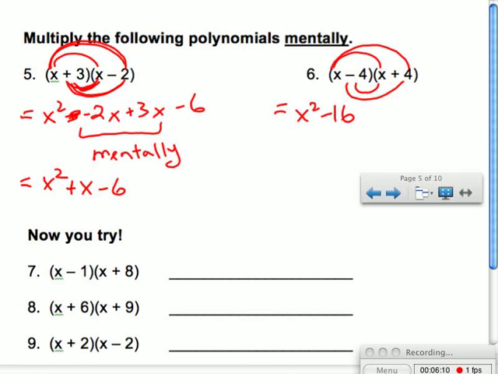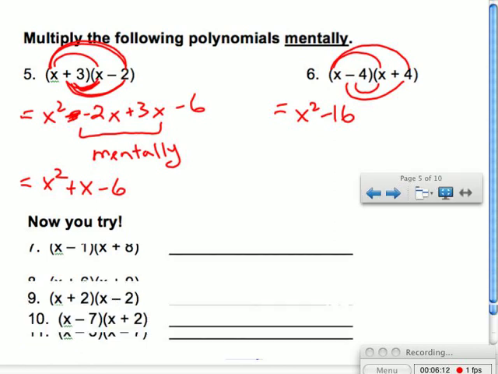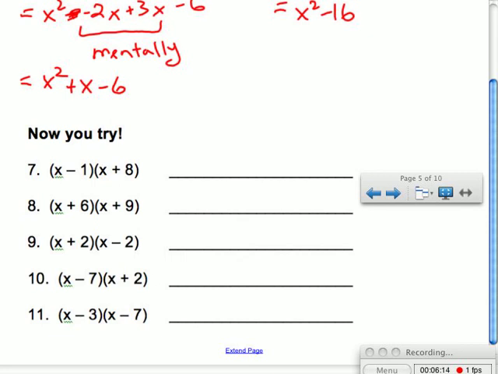Okay, so we're going to do these ones at the bottom. It might be a good idea to pause the video here, try 7 to 11, and then press play and listen to the answers again.